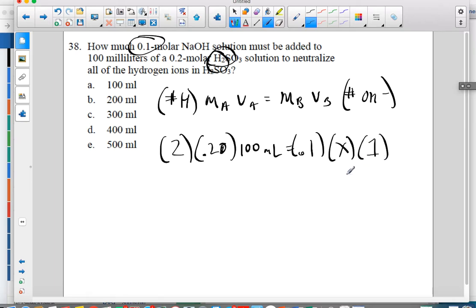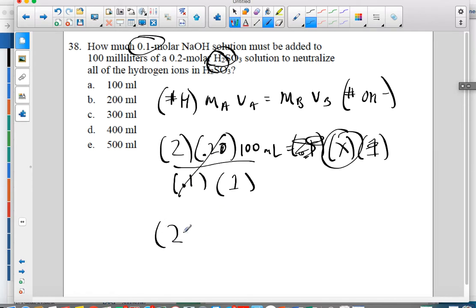When I set it up, I slide everything over. I get 0.1 over here, move that over there, and then the 1 goes over there, and it's equal to x, the volume I'm trying to solve for. The first thing I see is 0.2 divided by 0.1 is going to be 2. So that's 2 times 100, which means my value is going to be D. Set up and solve. If you need to, put it in scientific notation if it makes it easier for you to process it.